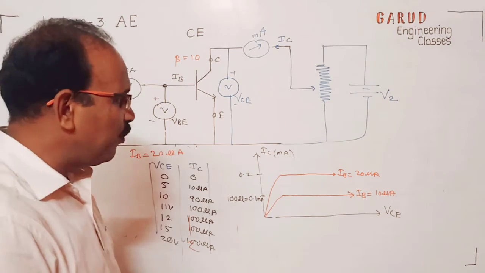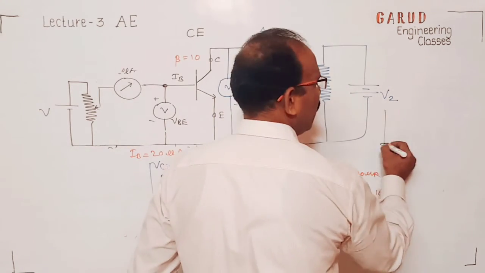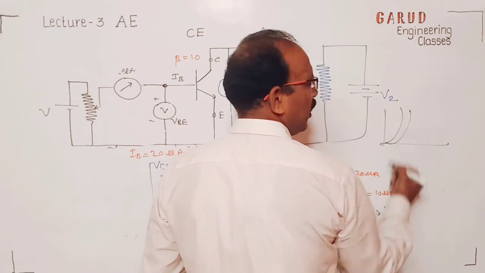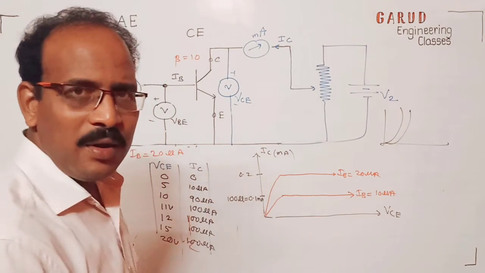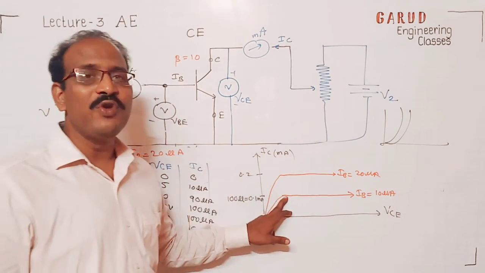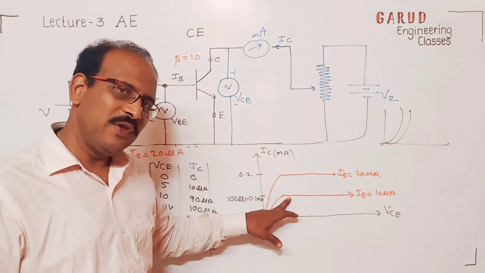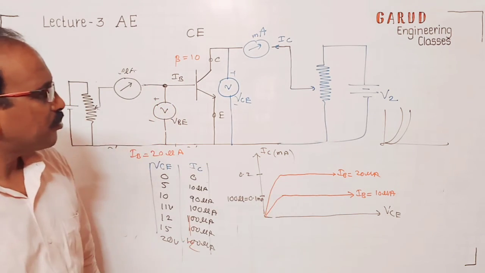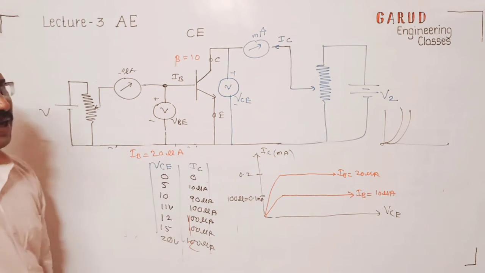If we see the input curve, it will behave like this. It's like a diode, correct? And the output is like this. So this particular region is called saturated. After that, you cannot supply more. So this is the behavior of a transistor.